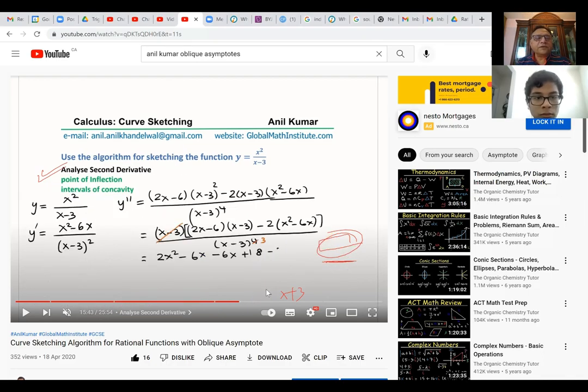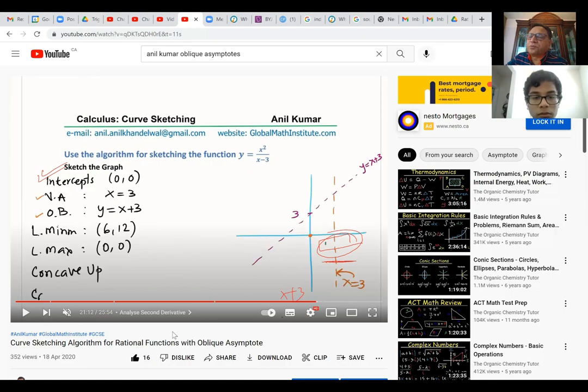So here we have the first derivative of our equation, x squared over x minus 3. Once you find the first derivative, you find the second derivative. Second derivative will be used to find the point of inflection. Simplify the equation and find all the critical numbers, and then analyze. You see the type of calculation? I would like you to do this on your own later.